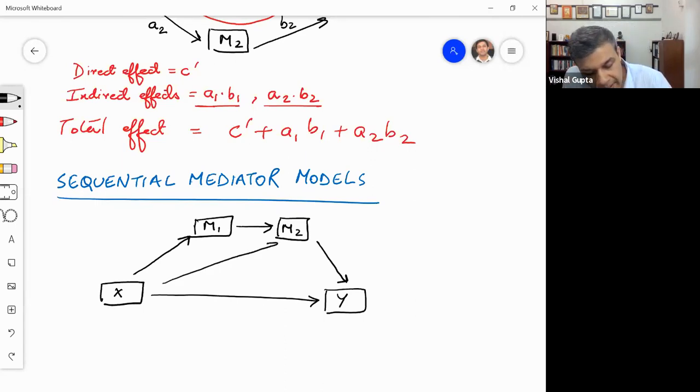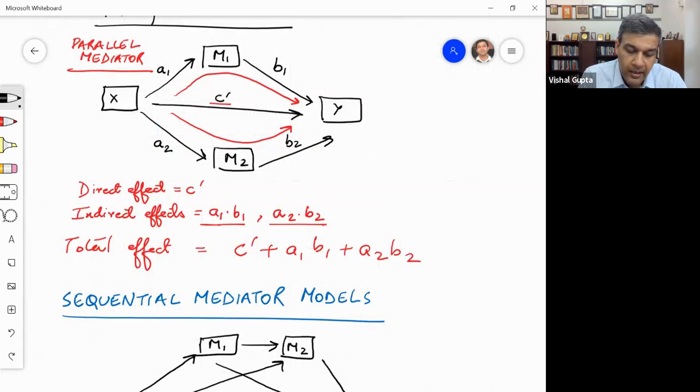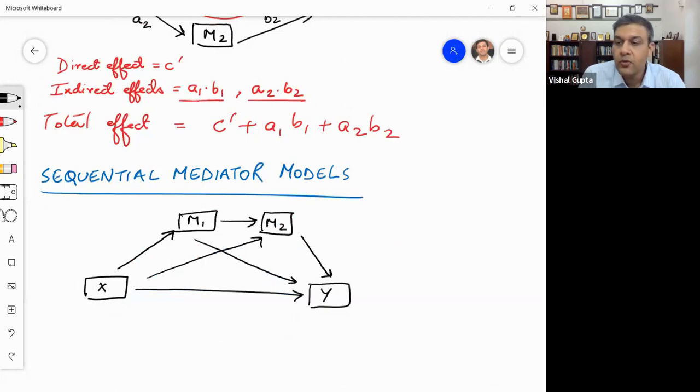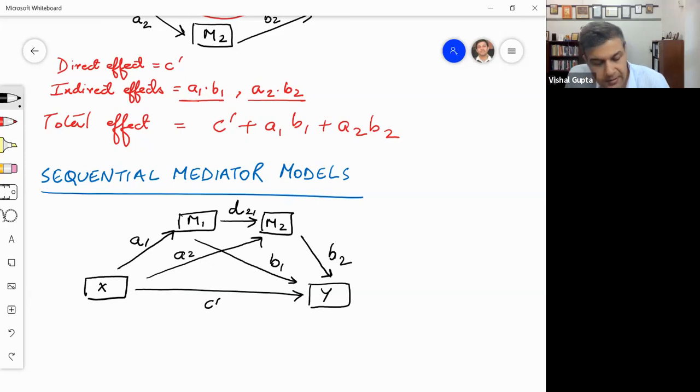And then you also have the direct paths emerging from these variables. So this is called a sequential mediator model, where the mediators are not arranged in parallel. In the earlier model, they are parallel; both mediators are not related to each other. But here there is a relationship between the two mediators also. So we call these A1, A2, B1, B2, C dash, and let's call the path from M1 to M2 D.